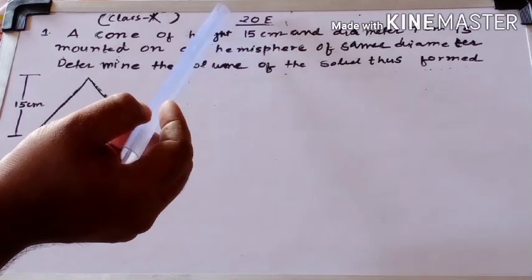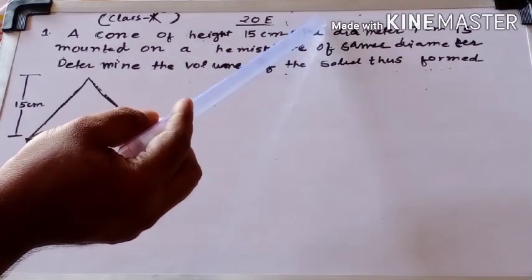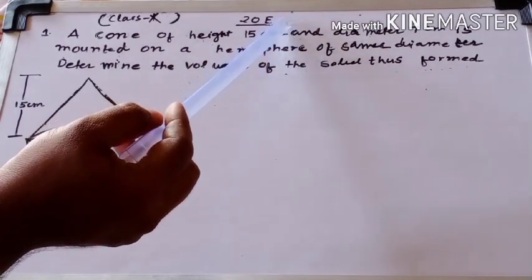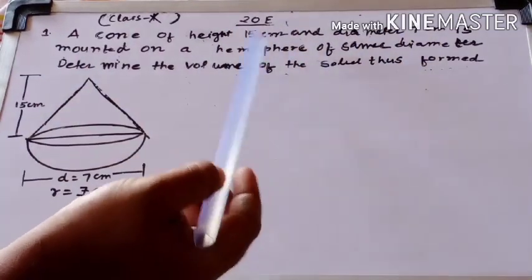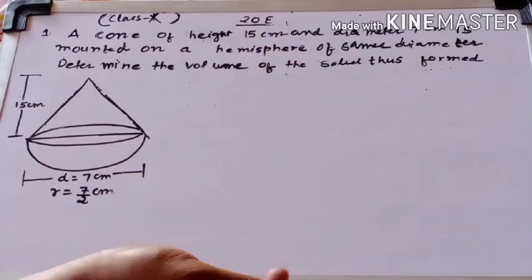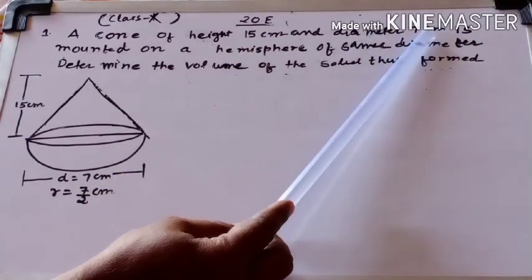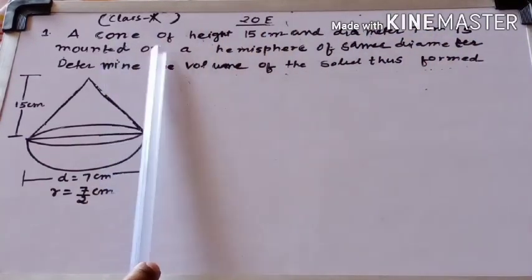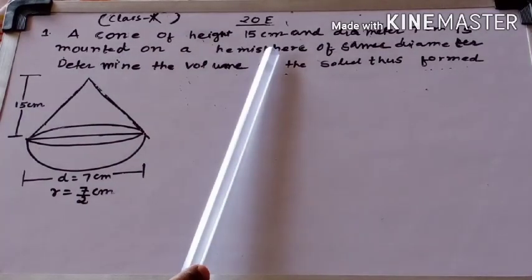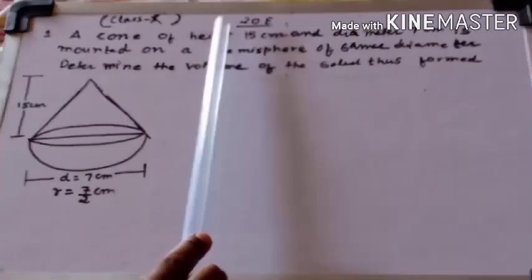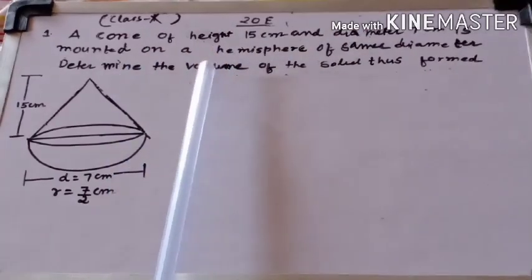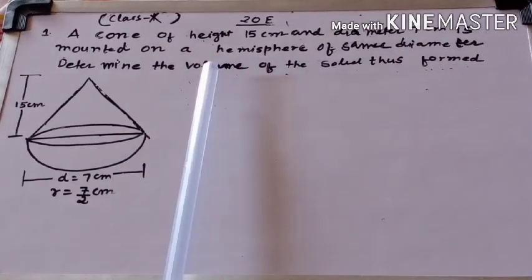So we are in class 10, chapter mensuration, exercise number 20. Question number 1. What is given? A cone of height 15 centimeter and diameter 7 centimeter is mounted on a hemisphere. Cone is mounted on hemisphere. Diameter of cone and hemisphere is same, and you have to find out the volume of solid thus found.